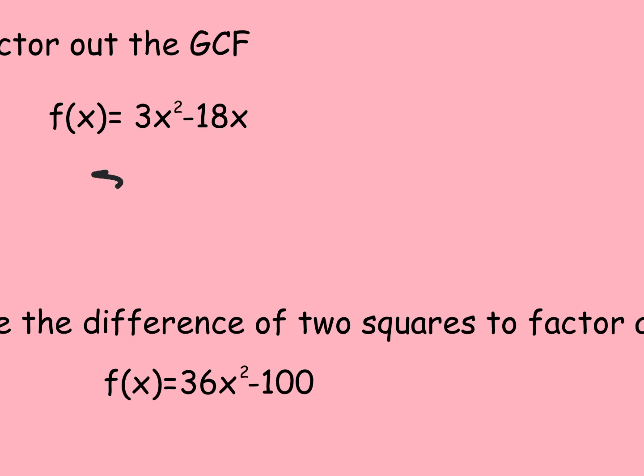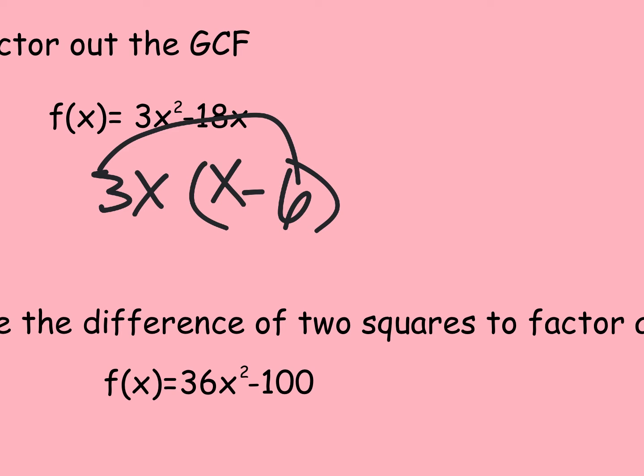3x, good. 3x comes out. And then, now what? You have x minus 5. You use 6. I could tell you were quick in your head going, that times that. Oh, yeah, 6, because it makes it 18. All right, good. We're done.